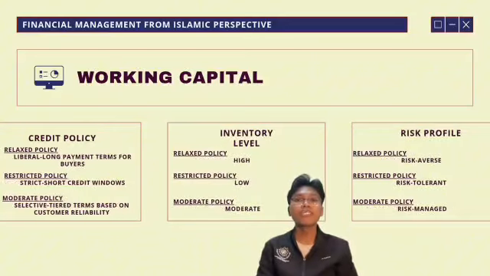Next, the relaxed policy offers flexible credit terms and high inventory levels, while the restricted policy applies strict credit terms and maintains low inventory. The moderate policy takes a balanced approach in both areas. Based on this comparison, we recommend the moderate investment policy for KA Industries during the Hari Raya season. It provides sufficient inventory to meet higher demand while maintaining a good balance between liquidity, profitability, and risk.